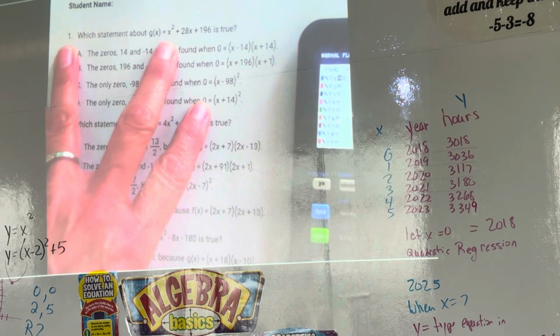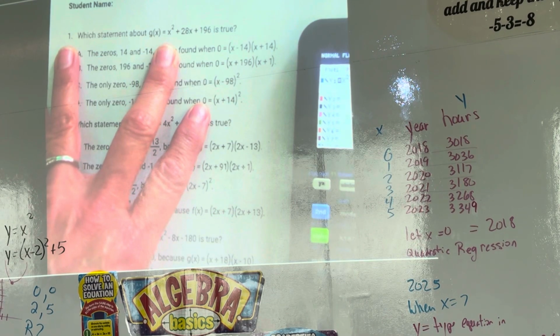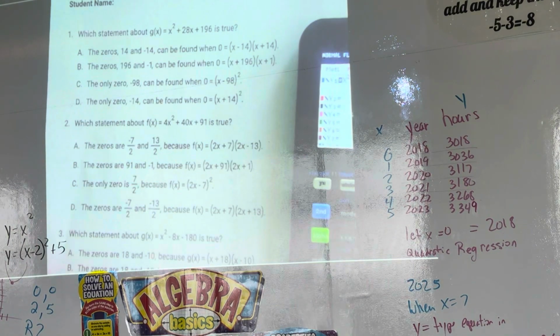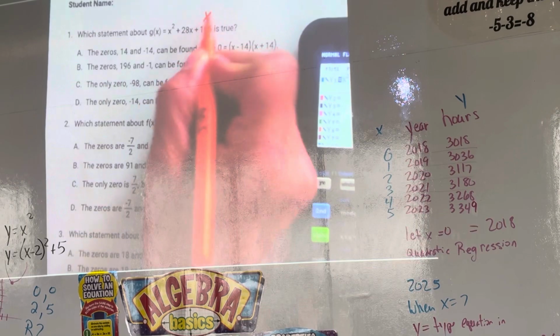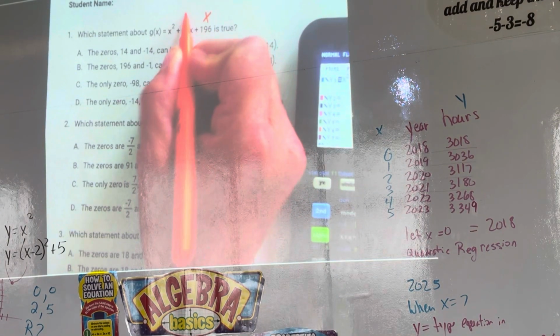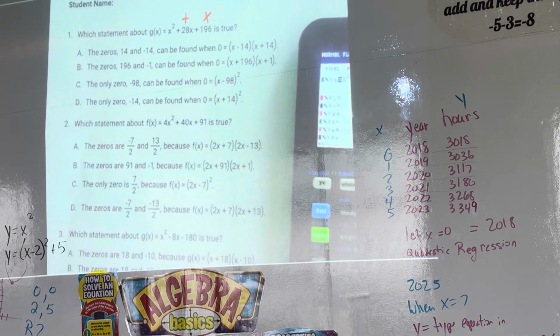X squared plus 28x plus 196. So reminder on factoring, you're looking for what multiplies to give you the 196 and then what adds to give you the 28.